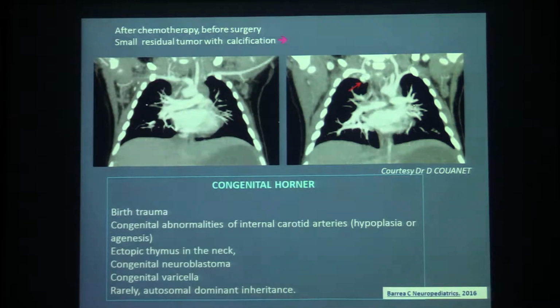Just a word about congenital Horner. It can be due to this tumor, but of course it can be a trauma. It can be an abnormality of the internal carotid arteries, and it has been described with agenesis of the carotid. It can be due to ectopic thymus, which will compress the Horner system, and congenital varicella, and there are some familial cases.